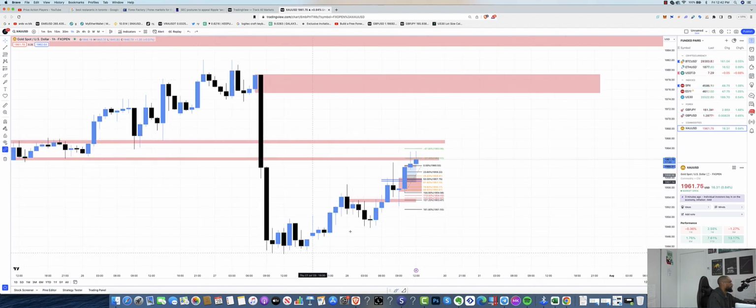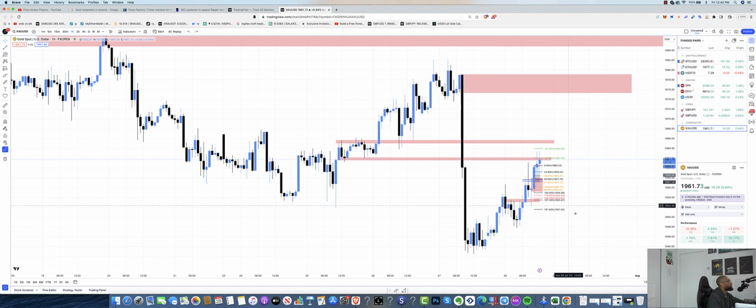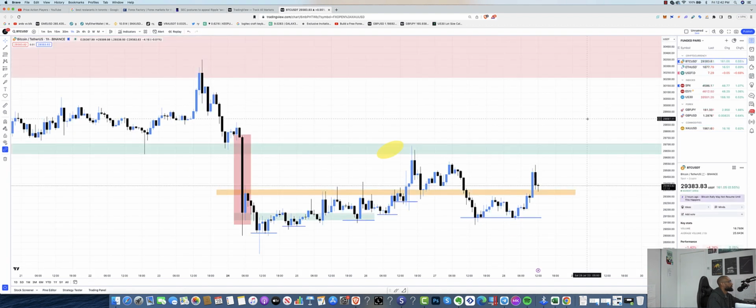So we got the higher lows, higher highs, and that's really it, guys. That was really it for the gold trade today. Not too much, just saw it, executed.